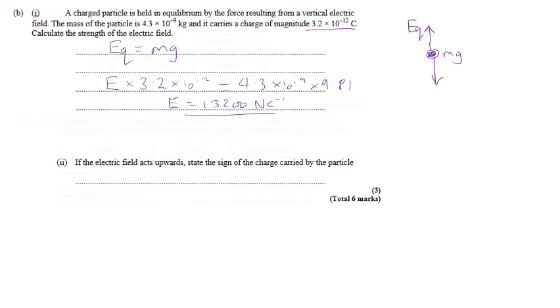If the field acts upwards, so the electric field is acting this way, state the sign of the charge carried by the particle. Well, the force is upwards and the electric field is upwards, and the electric field gives us the direction of a positive charge, so the particle must be positive.